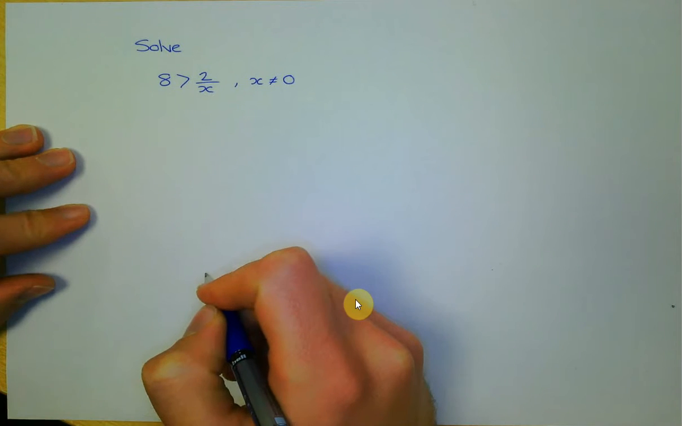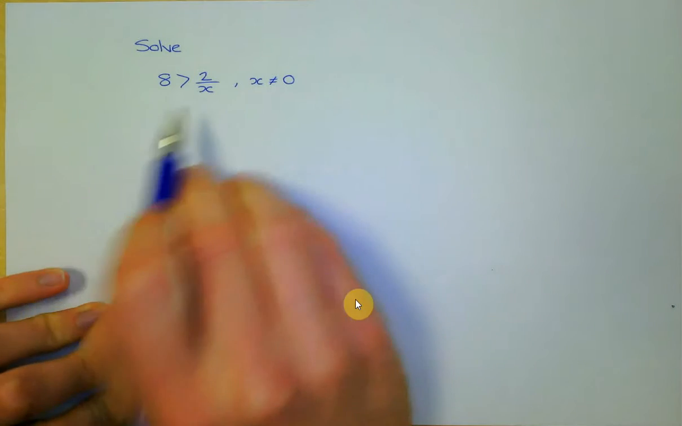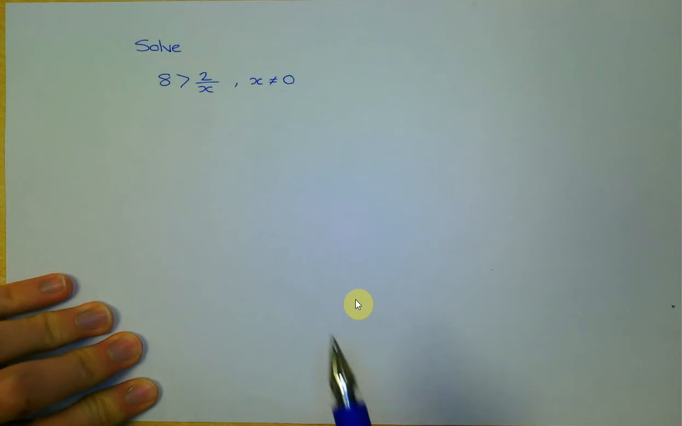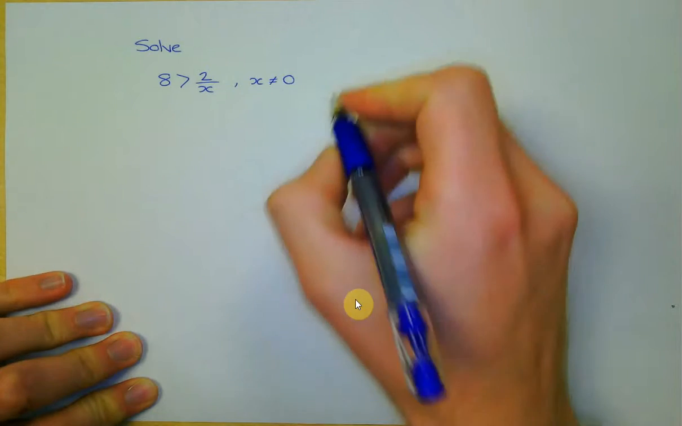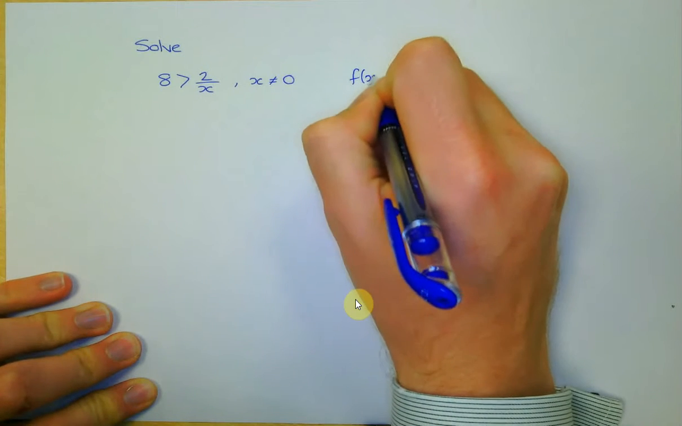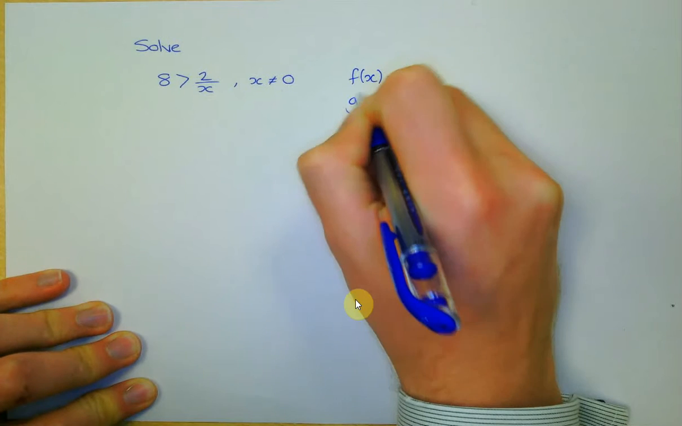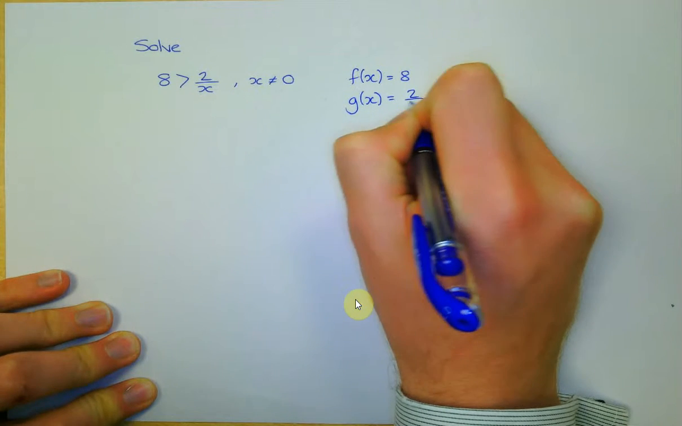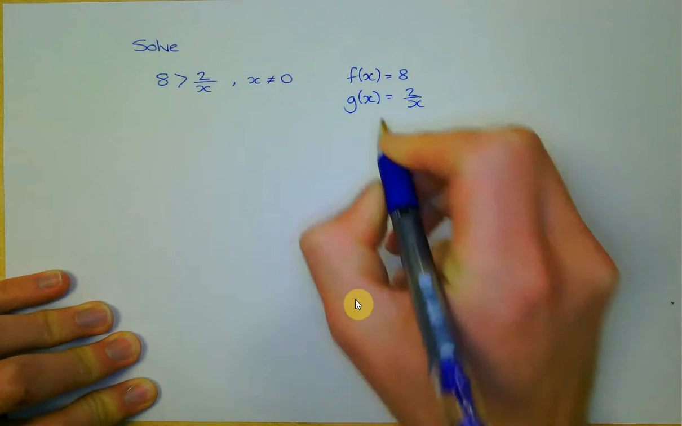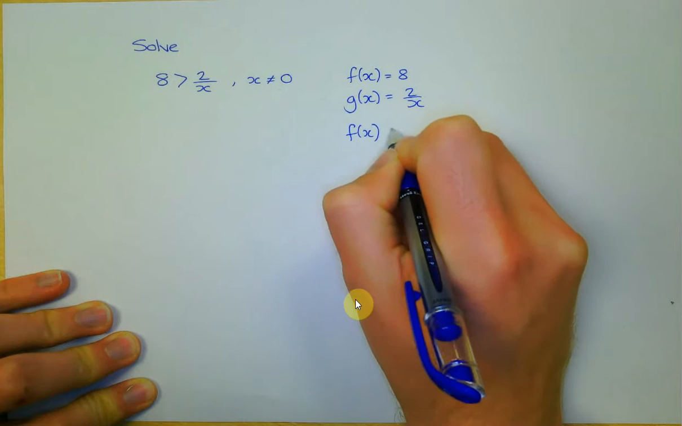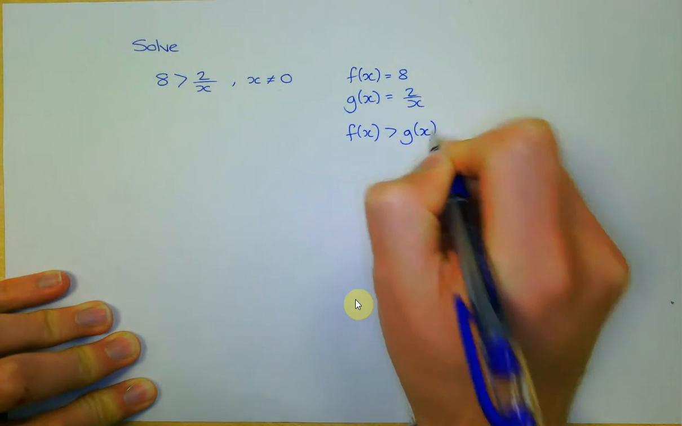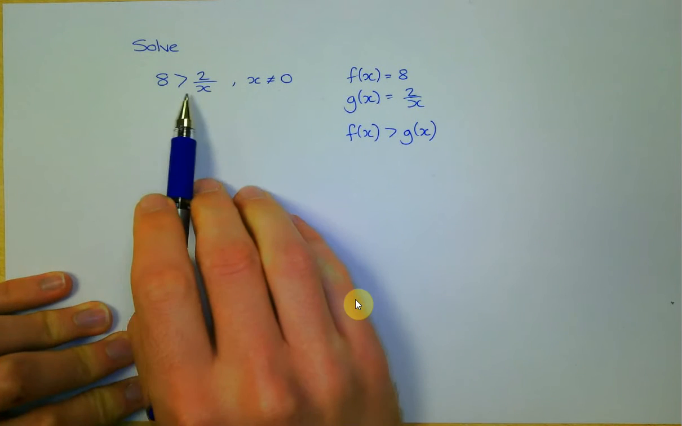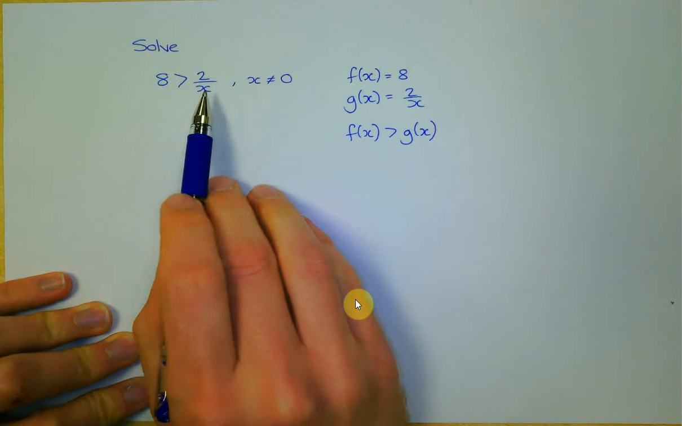Hi guys, in this question we're asked to solve this inequality. Now this could link to graphs. For example, they could say f of x is equal to 8, g of x is equal to 2 over x, and then ask you to solve something like this.